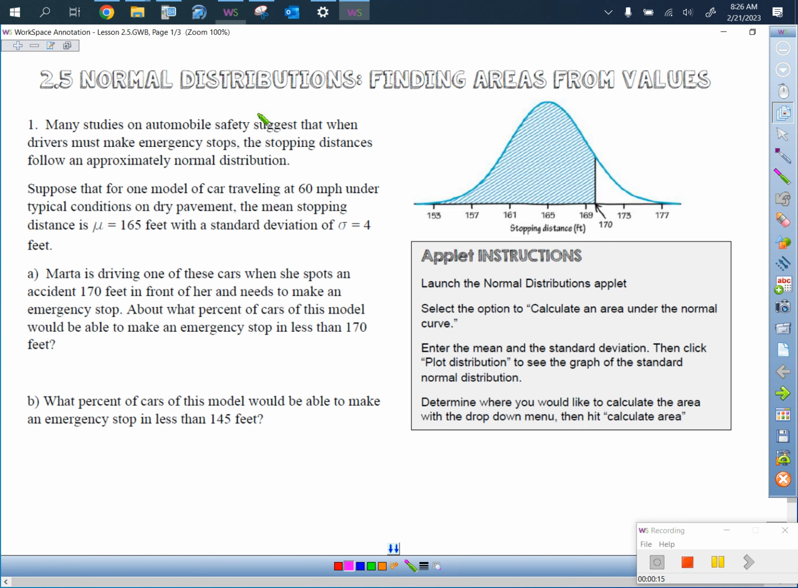Many studies about automobile safety suggest that when drivers must make an emergency stop, the stopping distance follows approximately a normal distribution. So here's the normal curve that they have going on right here. If you're driving 60 miles per hour, here's what happens. If you're on dry pavement, the average stopping distance is this with a standard deviation of that. They ask us to calculate some areas.